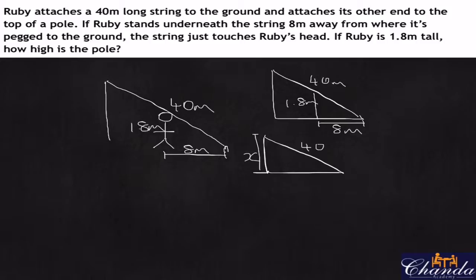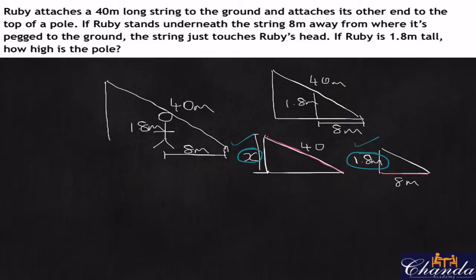Then we have the Ruby part. So Ruby is 1.8 meters tall, and she is 8 meters away from the point where the string has been pegged to the ground. Okay, now guys, you might have noticed that we're actually working with different sides. So let me use a different color here. So 1.8 and x are the same side. That's a tick right there. However, 40 and 8 are actually not the same side. 40 is actually the hypotenuse for this triangle, and 8 is actually one of the other sides for the second triangle.